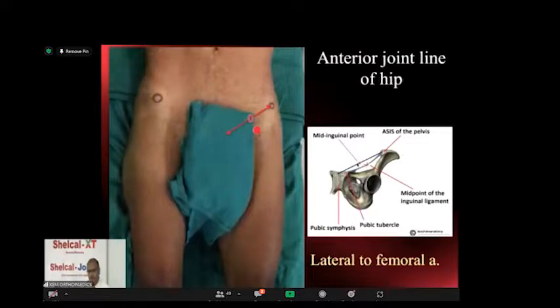Whenever you tell that the anterior joint line is tender, it is with relation to the mid-inguinal point. So the joint line remains about 2 to 3 centimeters below and lateral to the mid-inguinal point. Often the candidate gets confused, so you should be very clear about it. It is just lateral to the femoral artery. If you palpate the femoral artery, it is just lateral to it.